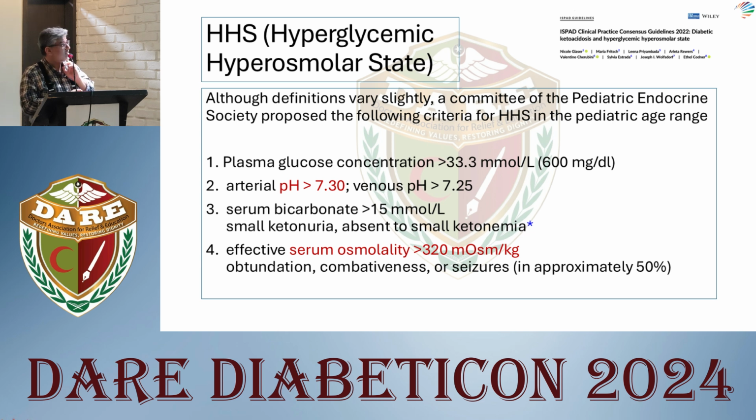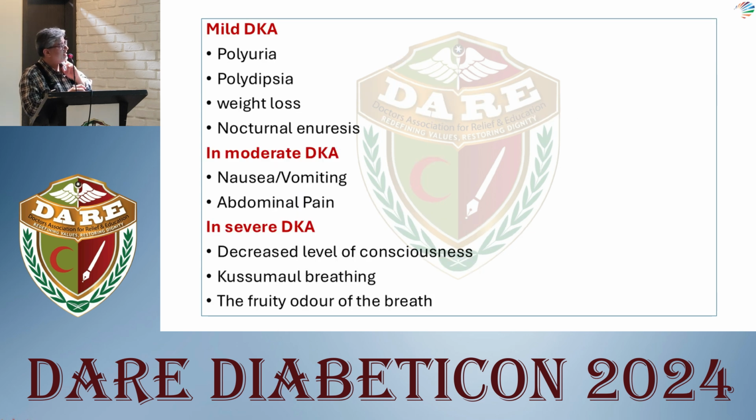So what are the symptoms? As we already discussed, in mild DKA, you will see children coming with polyuria, polydipsia, weight loss, nocturnal enuresis. When it is moderate, apart from this, there will additionally be nausea, vomiting, abdominal pain, and in severe DKA, you will have decreased level of consciousness, Kussmaul breathing, and a fruity odor in the breath, the typical fruity odor of ketotic breathing.